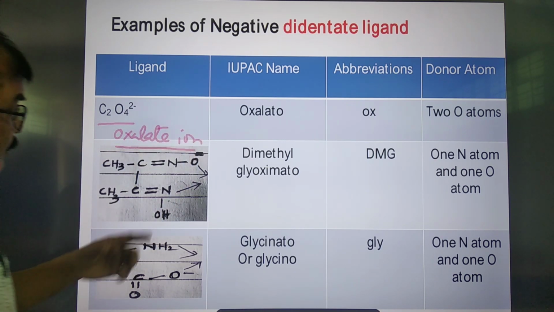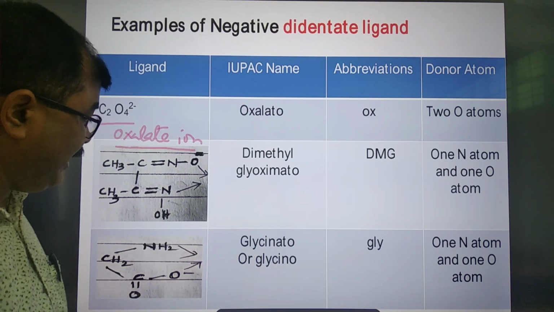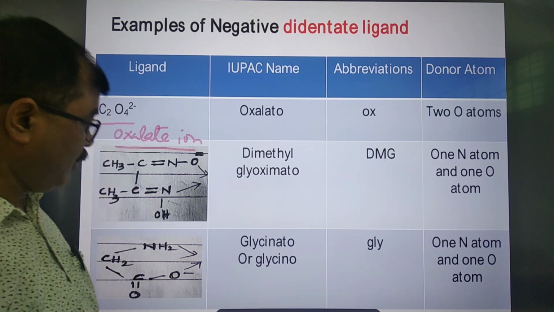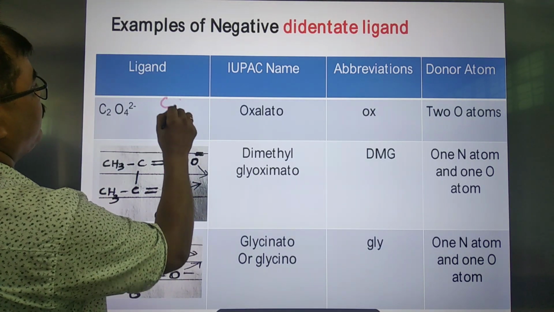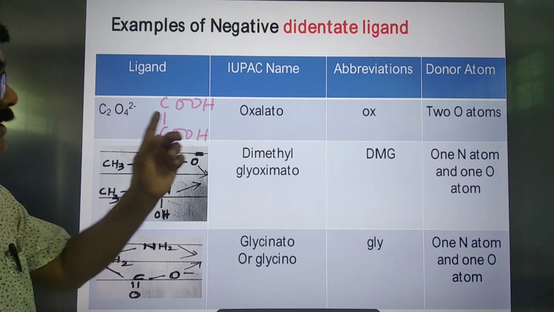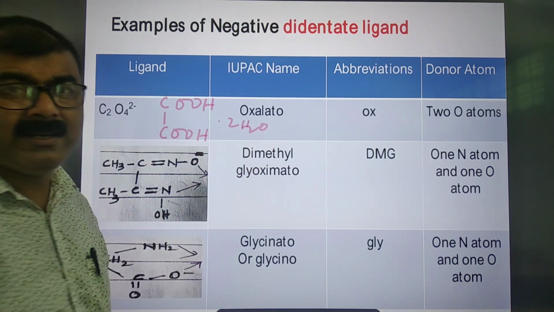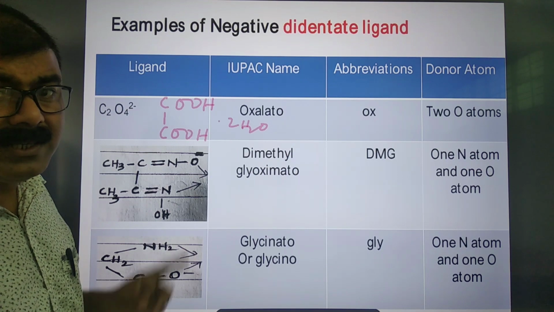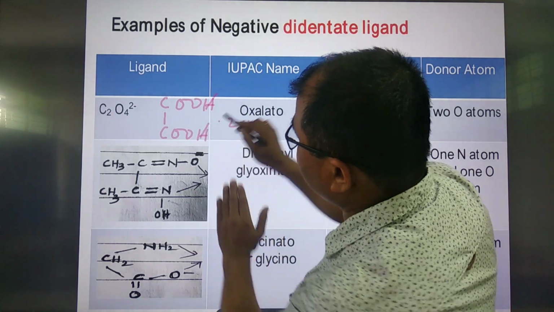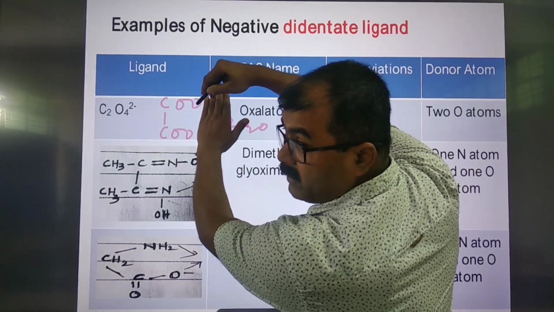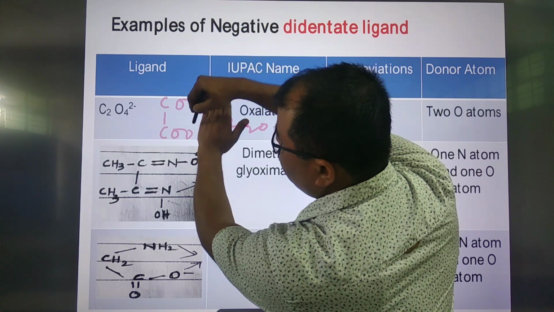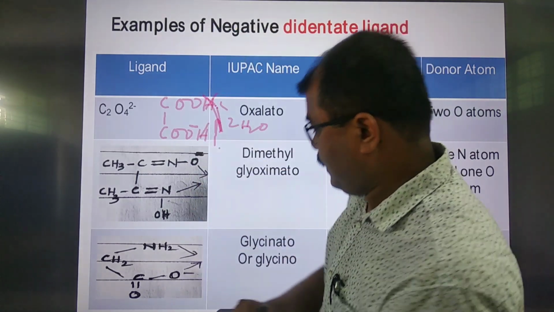So the oxalate ion comes from oxalic acid. Oxalic acid is a type of dicarboxylic acid. There are two carboxylic groups in oxalic acid. In crystalline form, two water molecules are there. This is the structure of oxalic acid. Now, from oxalic acid, when these two hydrogens are removed, it becomes oxalate. Here negative charges will be there. This is oxalate.